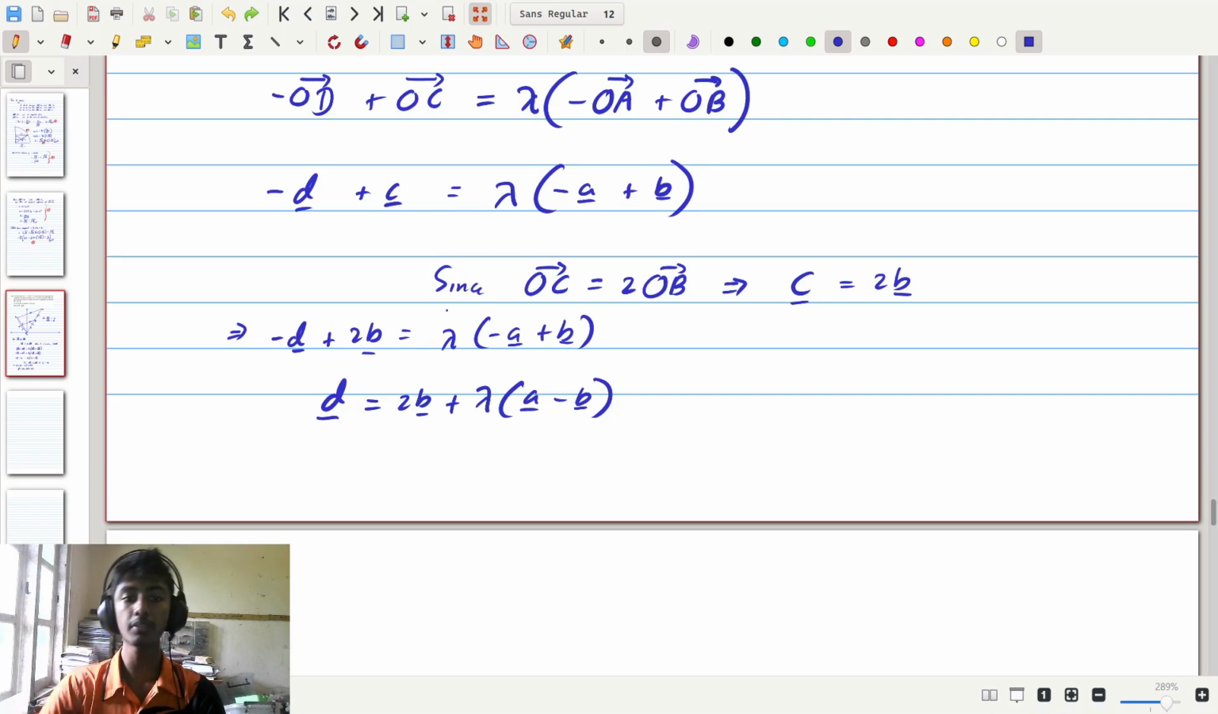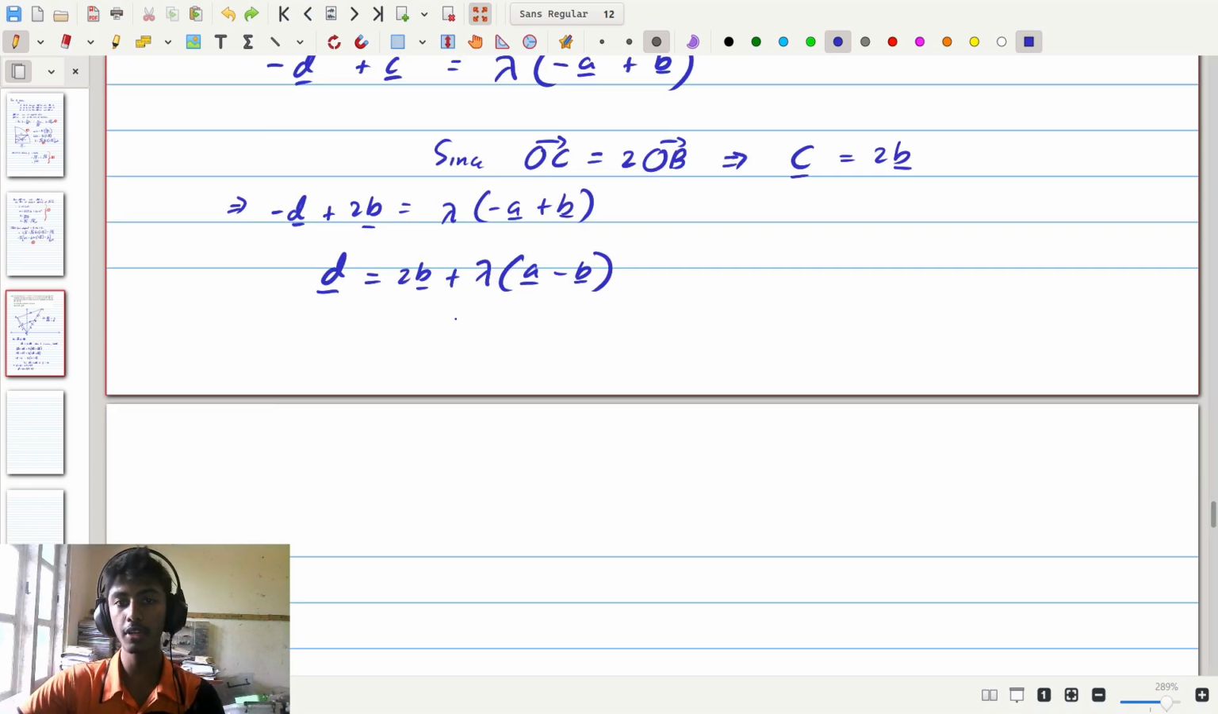Now I can actually simplify this down, but I'm not going to do that for now. I'm going to keep this as equation number 1. I could simplify it, but for now I'm going to leave it as D vector equals 2B vector plus lambda times A vector minus B vector.